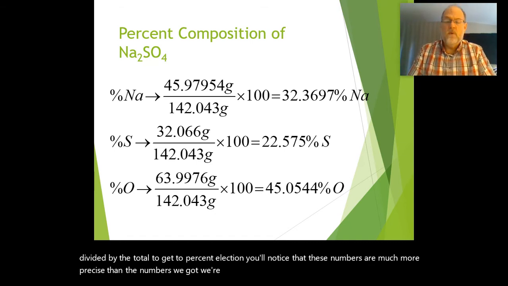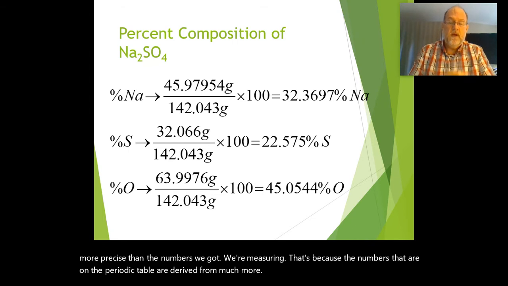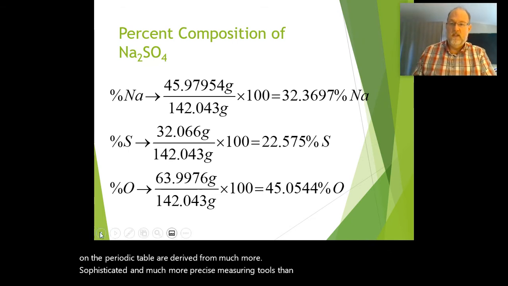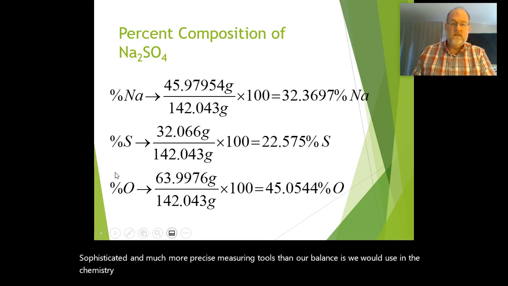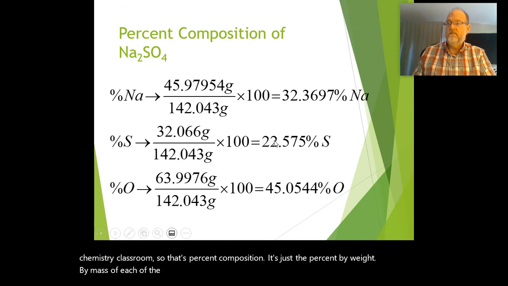That's because the numbers that are on the periodic table are derived from much more sophisticated and much more precise measuring tools than the balances we would use in the chemistry classroom. So that's percent composition. It's just the percent by weight, by mass, of each of the elements in a compound.